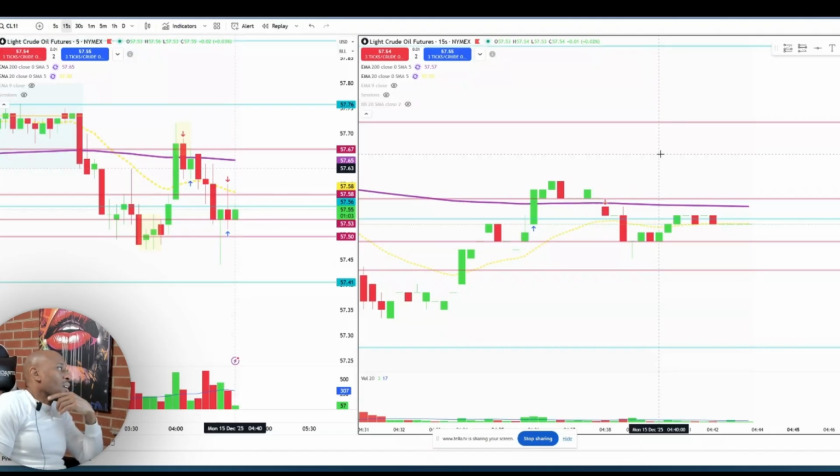Plus, crude doesn't have the same amount, nowhere close to the same amount of volume, no matter what time of the day you're trading, as Nasdaq or S&P.